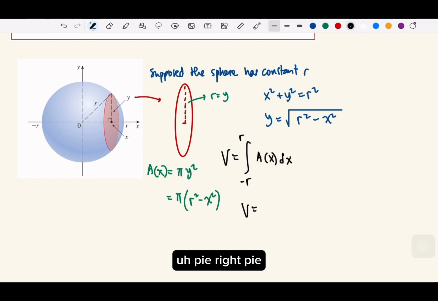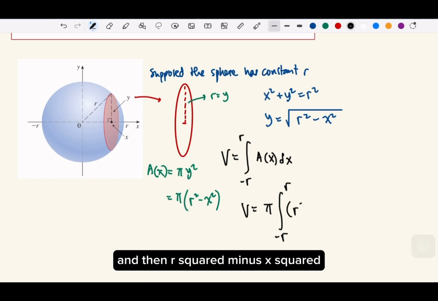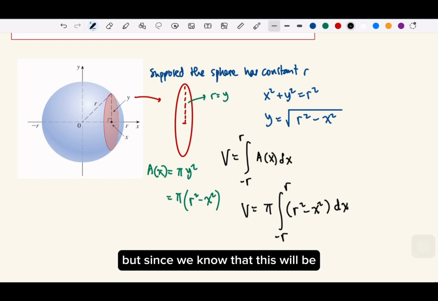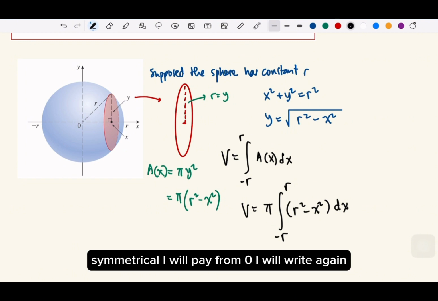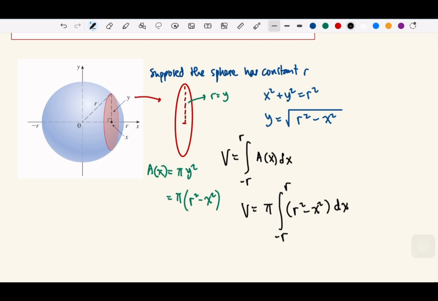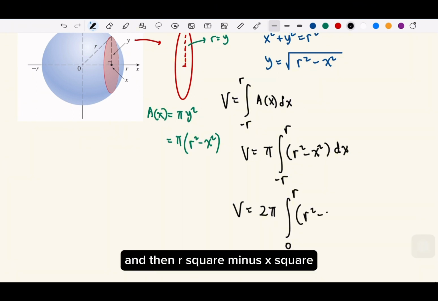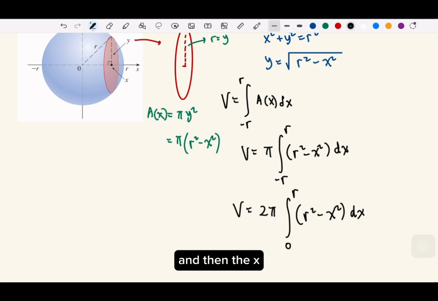So we can write the volume as pi, and then r squared minus x squared dx. But since we know that this will be symmetrical, I will start from 0. I will write the volume again. So it becomes 2 pi, from 0 to r, of r squared minus x squared dx.